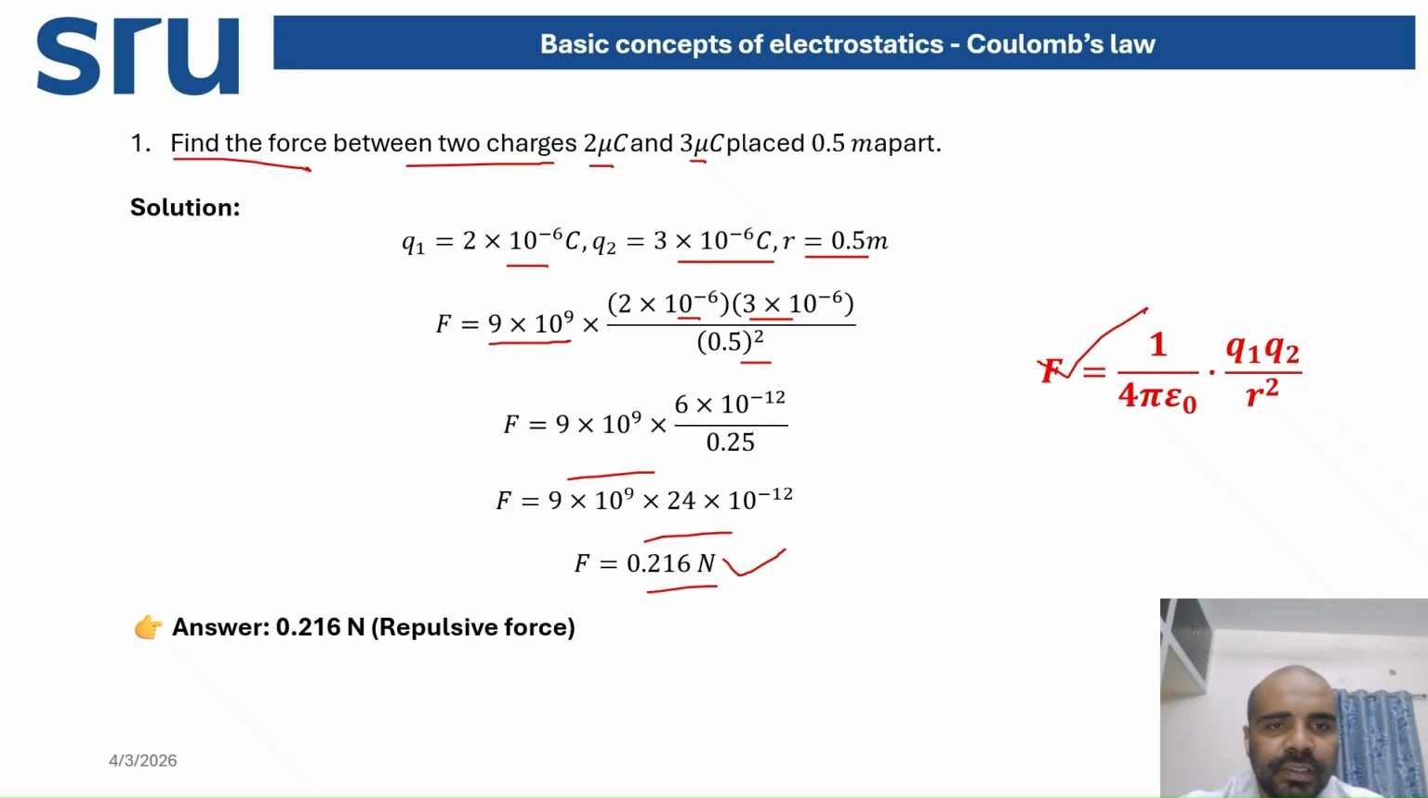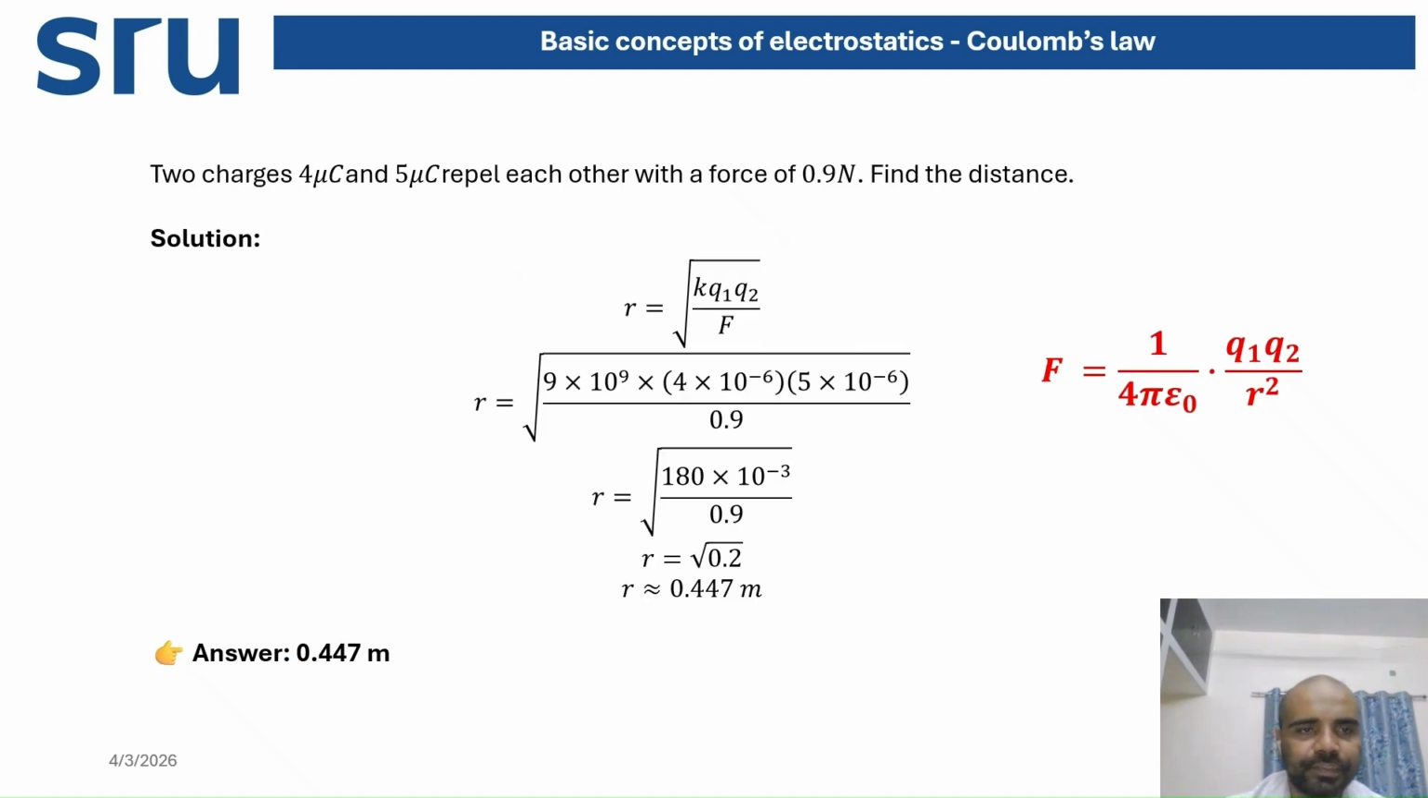So the force between two charges, 2 microcoulomb and 3 microcoulomb, which are placed 0.5 meter apart, is equal to 0.216 Newton, right? And as these two charges are both positive, the force is repulsive in nature, right? Positive charge and positive charge, both are positive, so they repel each other. So the force between these two charges is repulsive in nature, and the magnitude is 0.216 Newton, right? Did you get it? Now move to the next slide.